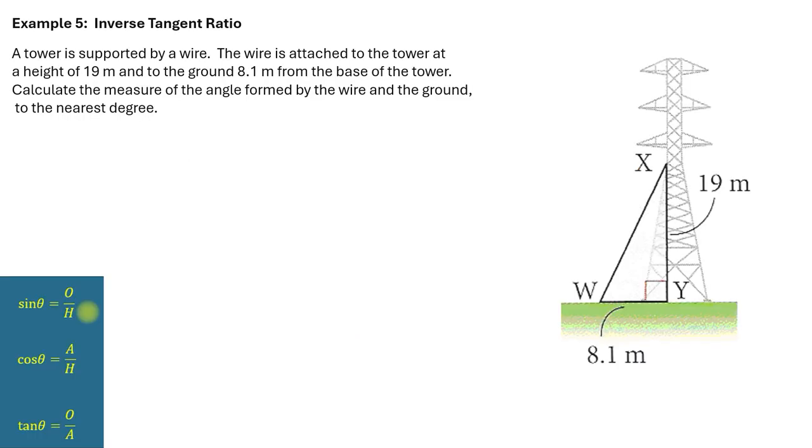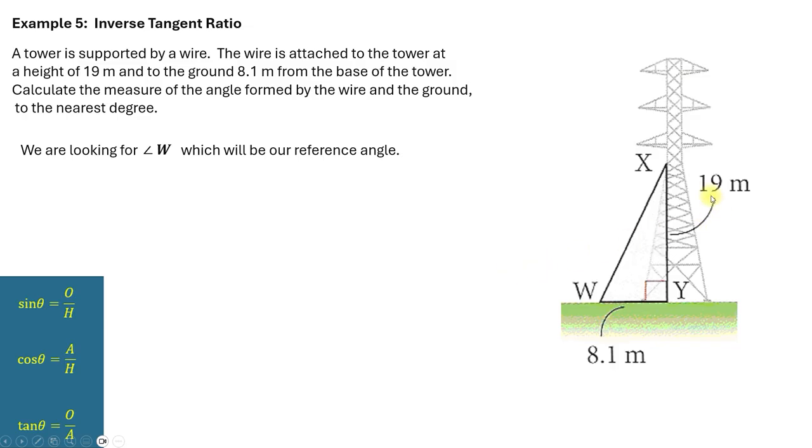Example 5, the inverse tangent ratio. A tower is supported by a wire. The wire is attached to the tower at a height of 19 meters and to the ground 8.1 meters from the base of the tower. Calculate the measure of the angle formed by the wire and the ground to the nearest degree. So we're trying to figure out what this angle is right here. So we're looking for W, our reference angle.